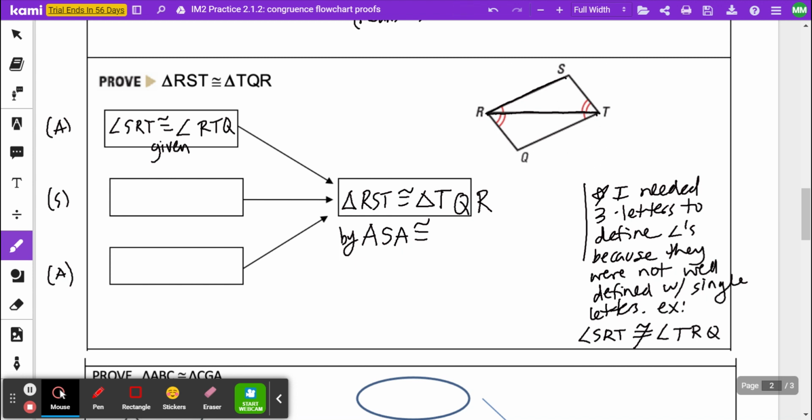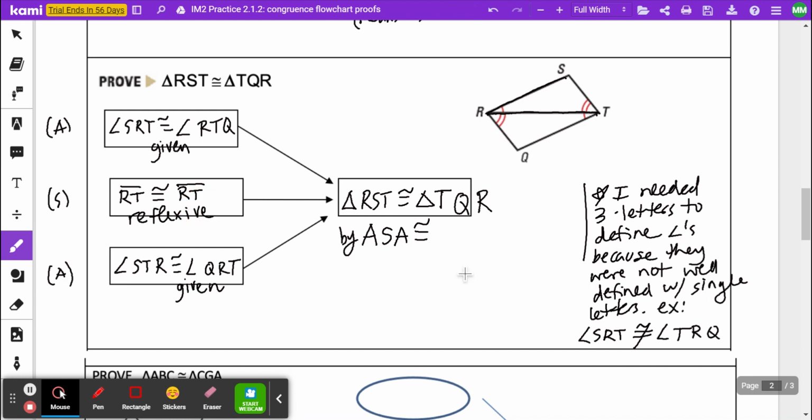Okay, so I've done the first angle. Let me do the next angle. That's going to be angle STR. And that's congruent to angle QRT, which is also given by those tick marks. And now I need to talk about side RT, which is shared by each triangle. RT is congruent to RT. Do you remember the word? If you said reflexive, you were correct.